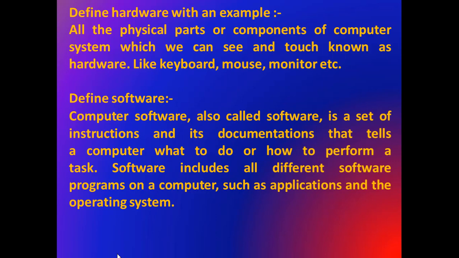Define hardware with an example. All the physical parts or components of a computer system which we can see and touch are known as hardware, like keyboard, mouse, monitor, etc. If you want to know more about computer hardware, see the previous image. Define software. Computer software, also called software, is a set of instructions and its documentation that tells a computer what to do or how to perform a task. Software includes all the different software programs on a computer, such as applications and the operating system.